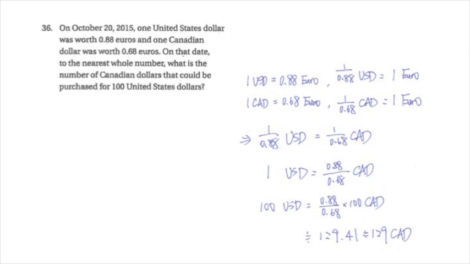So 1 US dollar equals 0.88 over 0.68 Canadian dollars. So 100 US dollars equals 0.88 over 0.68 times 100 Canadian dollars, and that is roughly 129.41, and rounding to the closest integer, that will be 129 Canadian dollars.